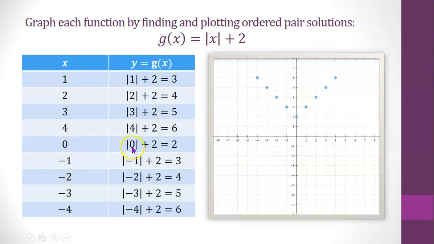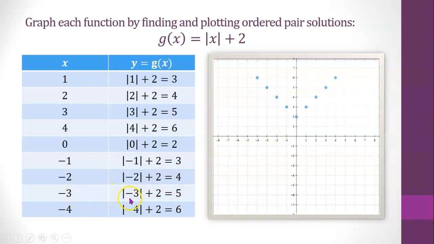So if x is 0, the absolute value of 0 would just be 0, plus 2 would be 2. So there's the point 0, 2. If x is negative 1, we take the absolute value of negative 1, which is positive 1, plus 2, which gives us 3. So there's the point negative 1, 3. If x is negative 2, the absolute value of negative 2 would be 2. That 2 plus the other 2 would be 4. So there's the point negative 2, 4.